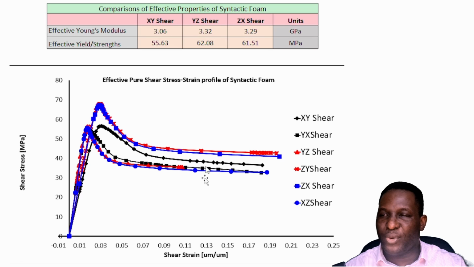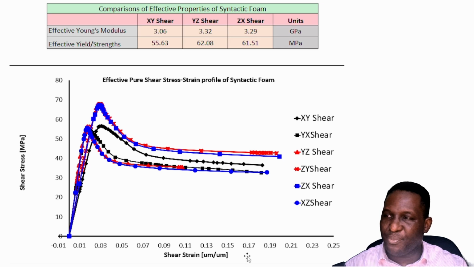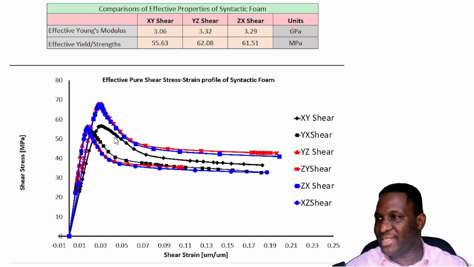And then the final thing I did was to try and make some comparisons. So if you look at the comparison, the first thing you will see, for all the XY or YX shear, these are the black ones. The ones that are red are the YZ and ZY. And then the ZX and XZ are the ones that are blue. So we see some sort of repeatability in what's happening in the off-plane directions, as well as the in-plane directions.